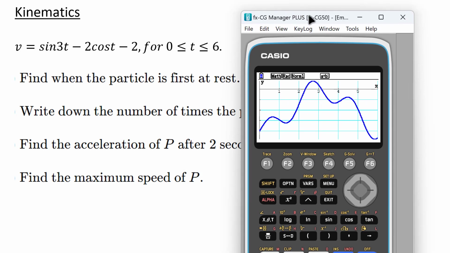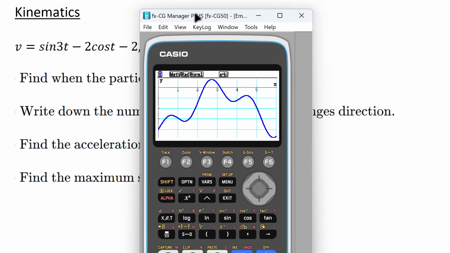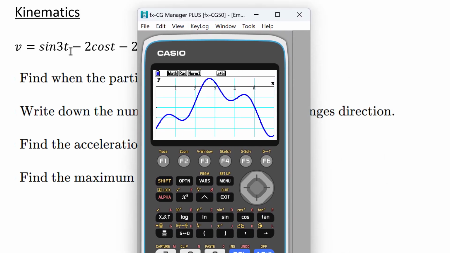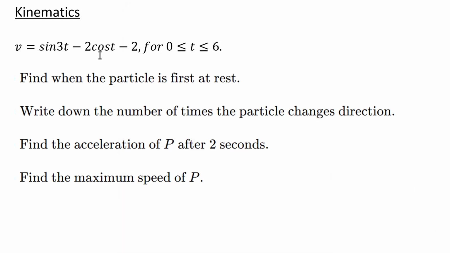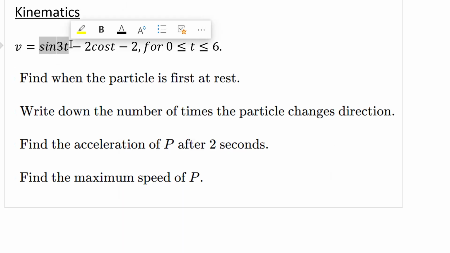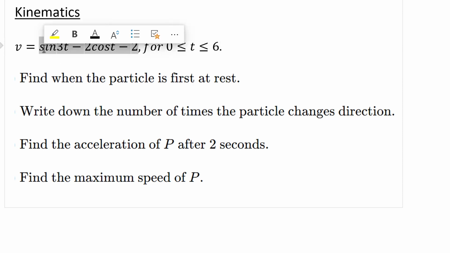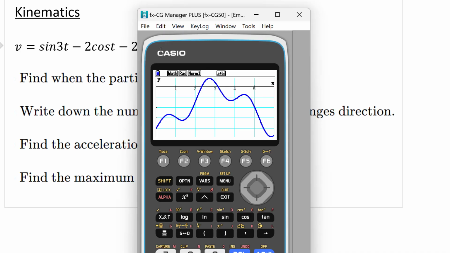Find the acceleration of the particle after 2 seconds. Well, we could differentiate that. Can you differentiate that in your head? Particularly this. Now, I hope you didn't just say cos of 3t. This is a chain rule question, so you differentiate the inside, it's 3, you write that down, then you differentiate the outside, cos, so it's 3 times cos. But we don't need to differentiate that because we can do it on the calculator.